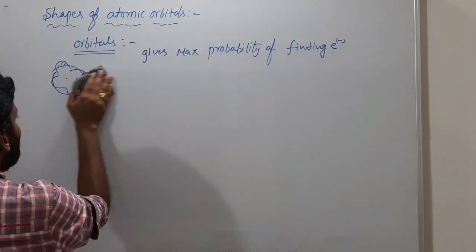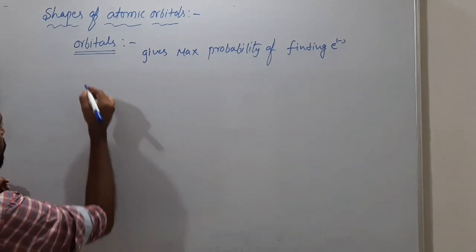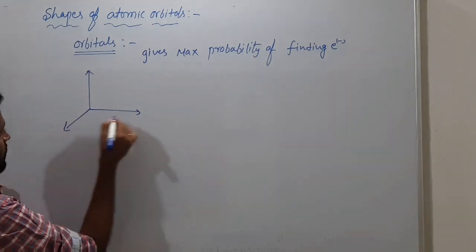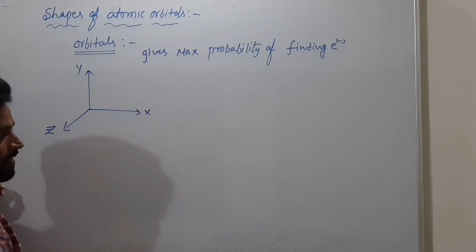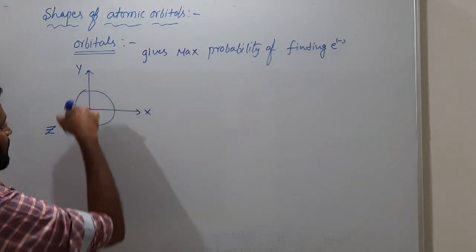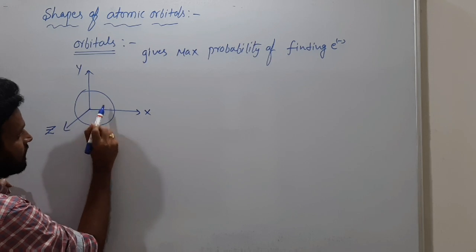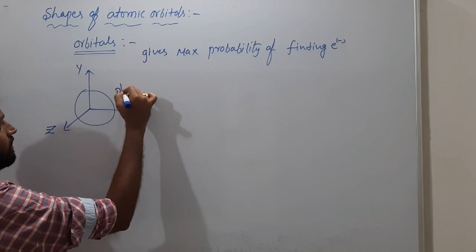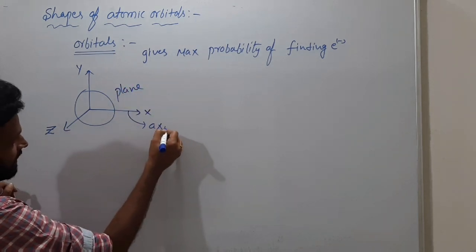The electron is revolving around the nucleus in 3 orientations, as we discussed previously. One is the x-axis, one is the y-axis, and one is the z-axis. This is the atom, and the electrons are revolving in a spherical manner. The electron may revolve on an axis or between 2 axes. That is called a plane, and this is called an axis.